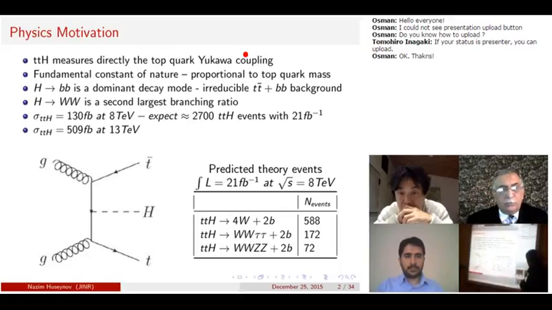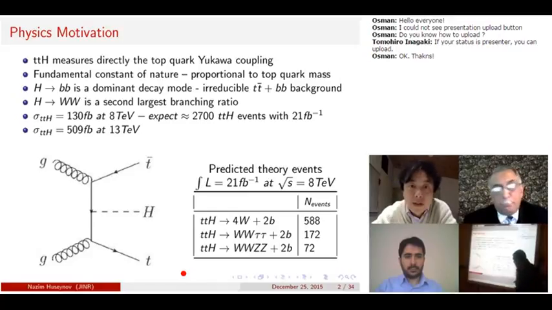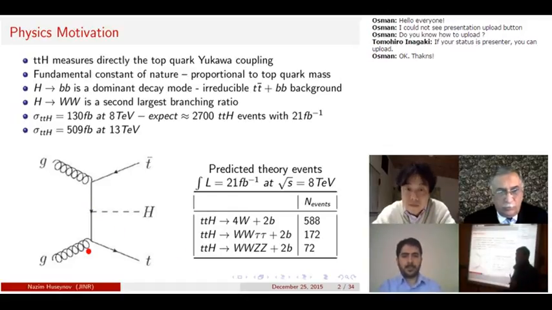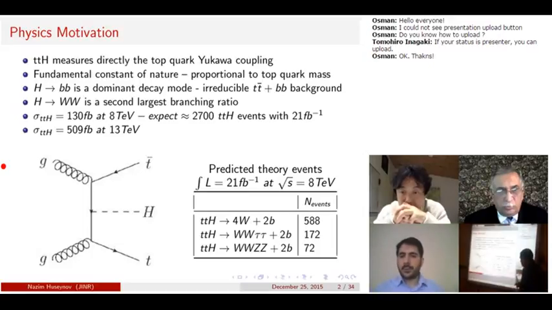Okay. On the left side of the slide, you can see the Feynman diagrams of the production of the Higgs boson associated with top quarks. For ttH with H to WW plus 2B we have 588 events, for ttH with H to tau tau plus 2B 172 events, and for ttH with H to ZZ plus 2B 72 events. These are all theoretical predictions we made before Run 1. Next slide, please.